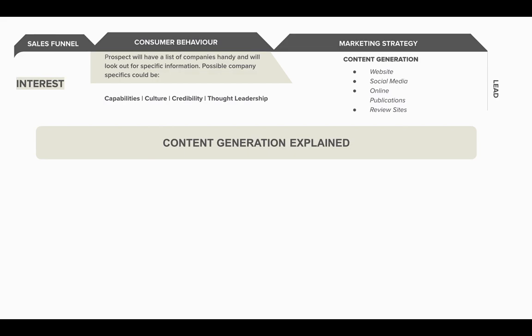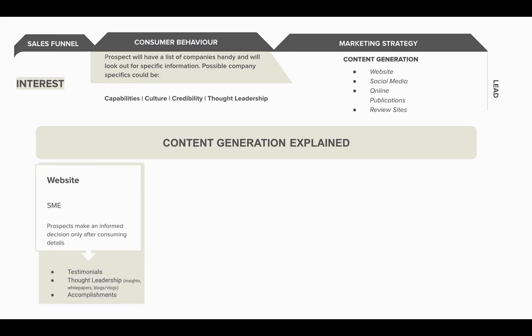Now let's get on to interest and understand what exactly the content generation activities are that we are talking about here. So the website. Here you need subject matter expertise. Prospects make an informed decision only after consuming details or information about your brand, right? The things that they look at on your website would be testimonials. You need not be surprised if someone gives a call back to your client out there, the testimonial listed, and inquires about you, because before they associate with you, they would want to know everything about you, right? Because time is very precious, time is money.